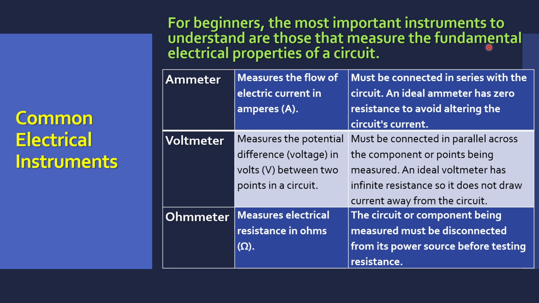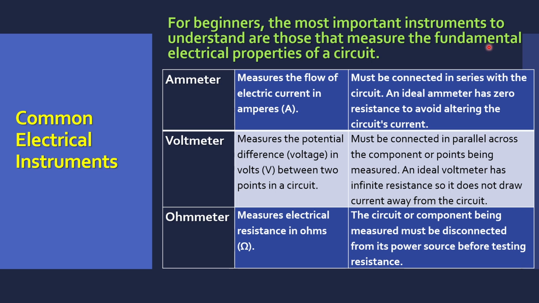And voltmeter. Voltmeter measures the potential difference in volts between 2 points in an electrical circuit. And this must be connected in parallel across the components or the points being measured. An ideal voltmeter has infinite resistance, so it does not draw any current from the circuit. So that's about the ideal case. In actuality, this does not happen. Instrument basically consumes a certain amount of the power, very less power, but it draws.